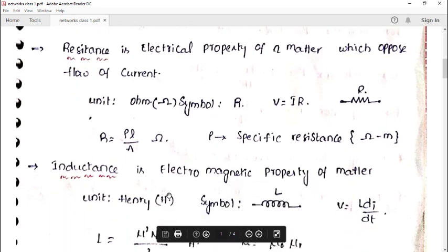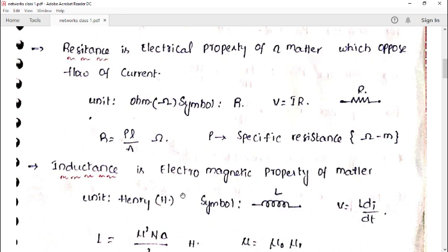Let us move to network elements. So, what are all the network elements? Resistor, inductor, and capacitor are called network elements. Let us start with the most important element, that is resistor. It is the electrical property of a substance or matter which opposes the flow of current. And the unit of resistance is ohm, and the circuit symbol of resistor is like this. It is represented like this.